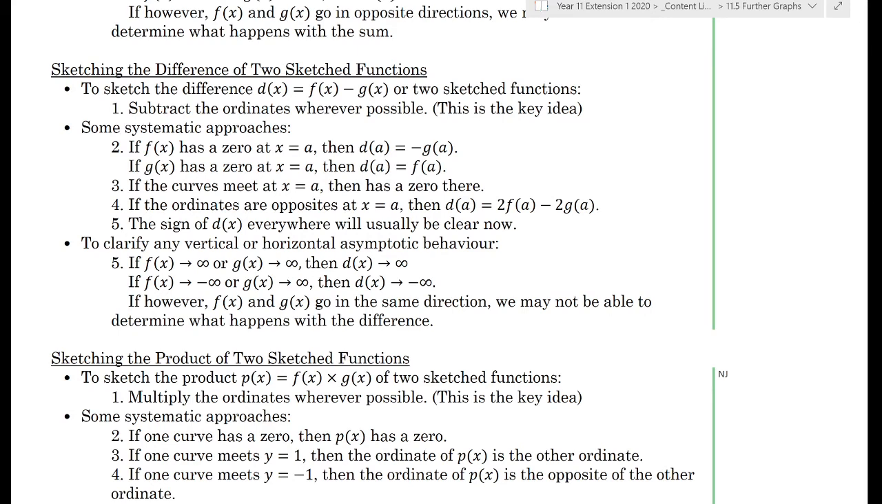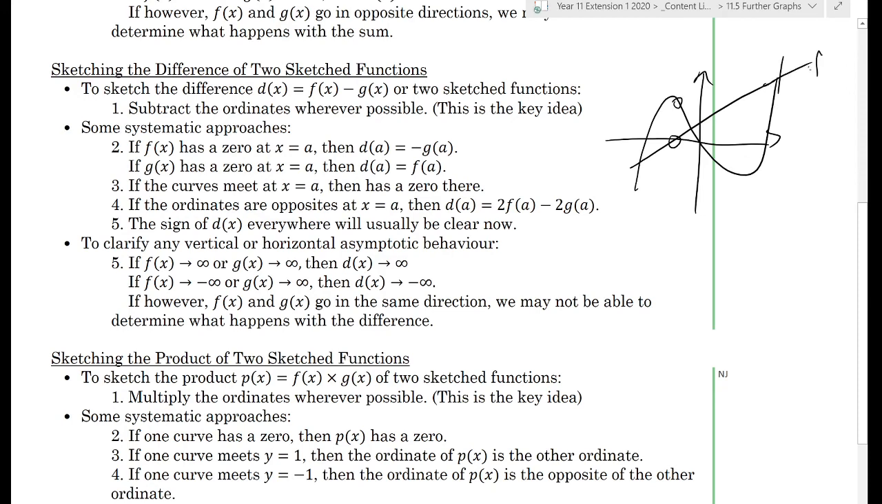So some systematic approaches. If f of x has a 0 at x equals a, then the difference is the negative of g of a. So if your first function looks like that, and it has a 0 at a, here's my Cartesian plane. My function looks like that. Here's my 0. My other function looks like this, something like that. So f of x is the small one, g of x is the big one.